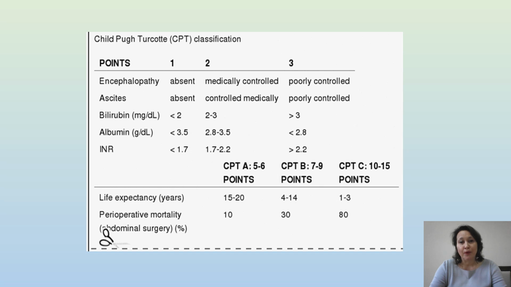Life expectancy is 1 up to 3 years. Very short, very high mortality in patients with liver cirrhosis class C.